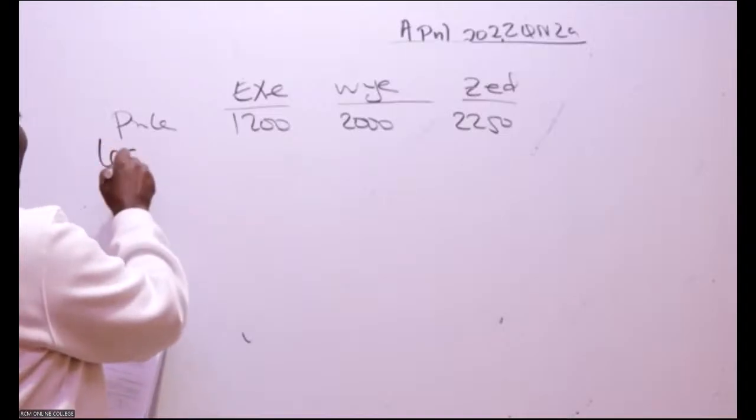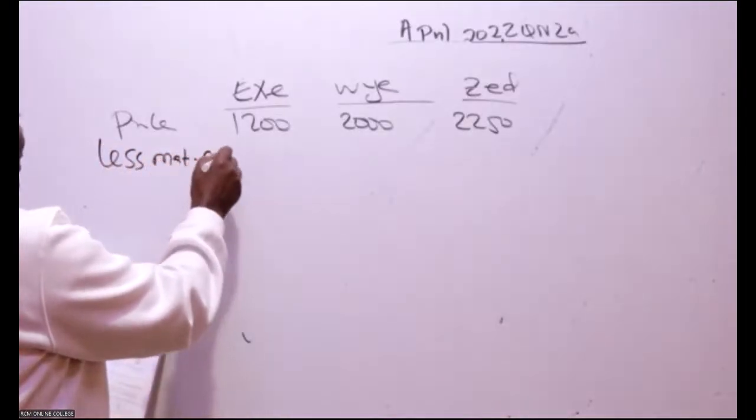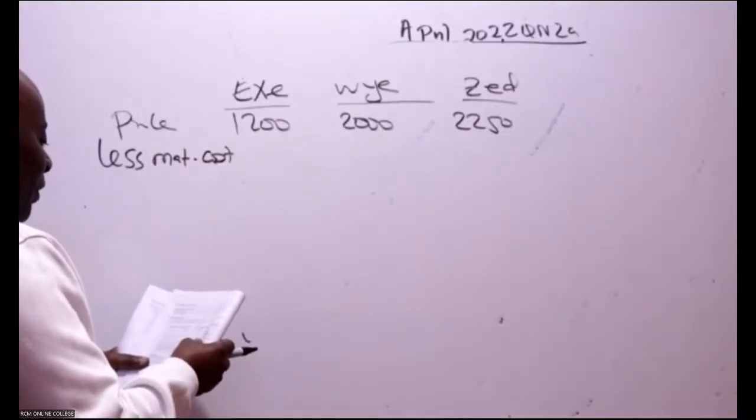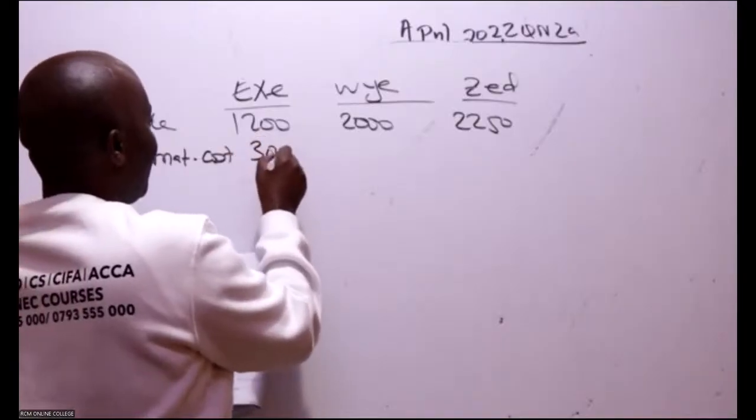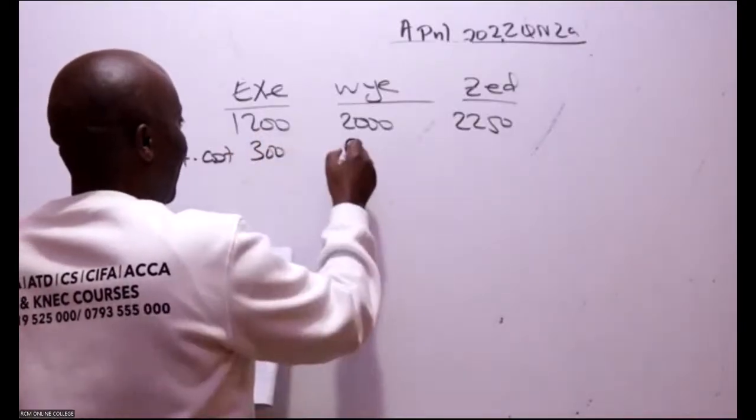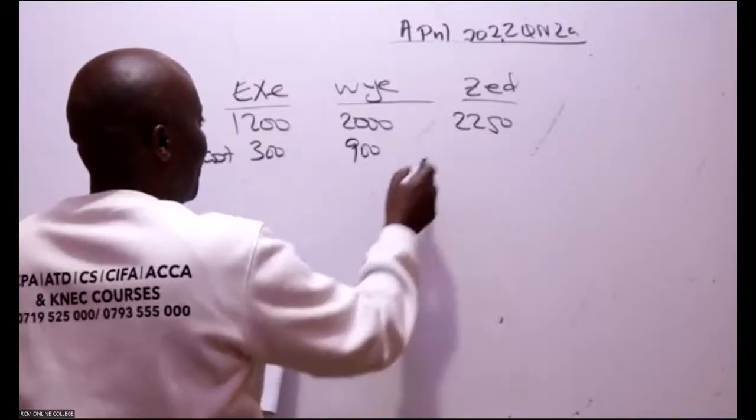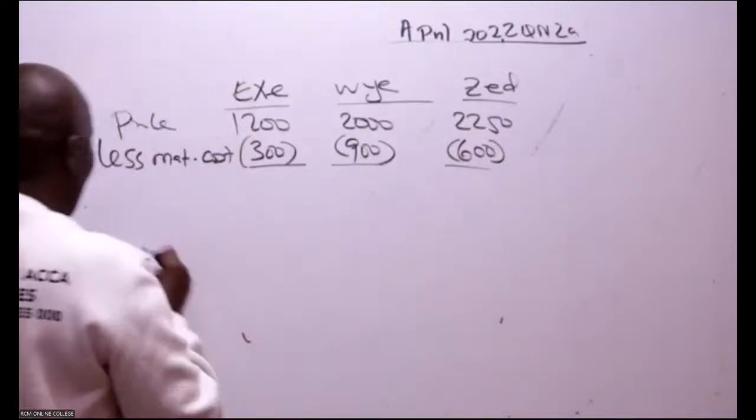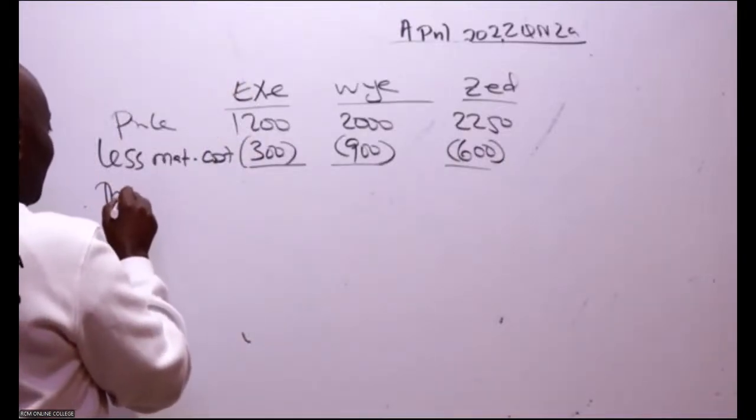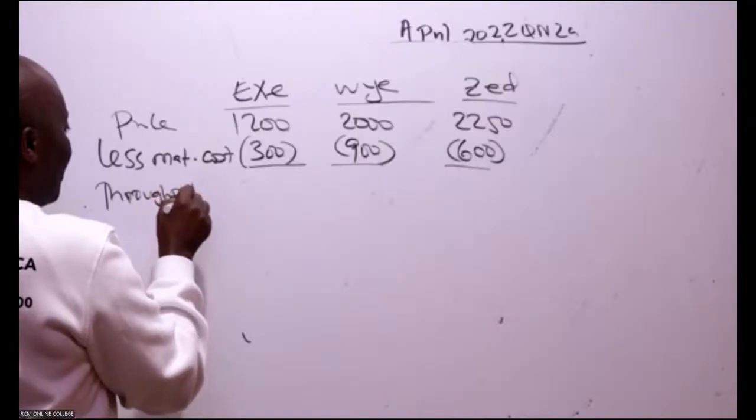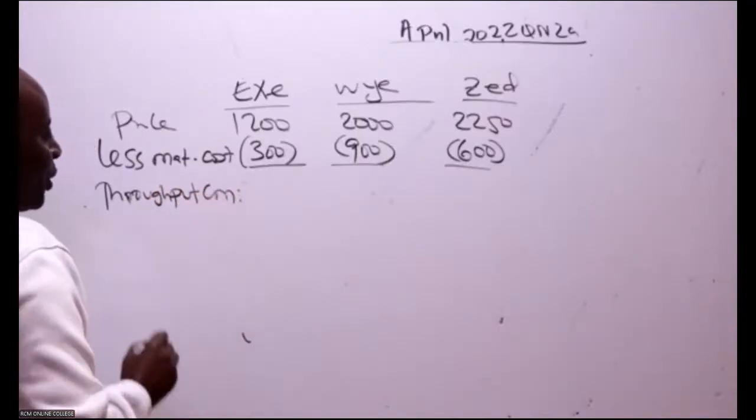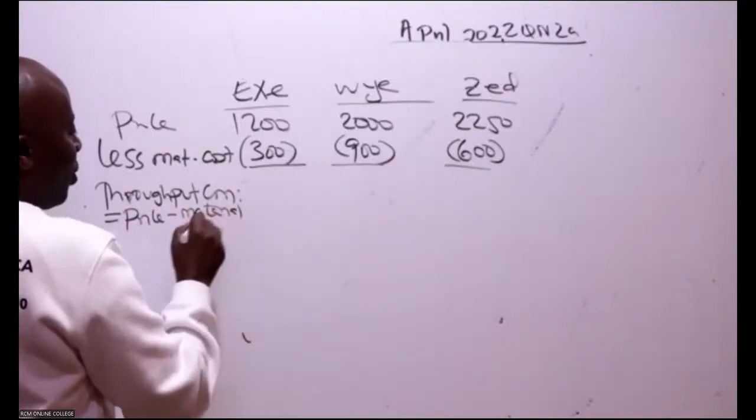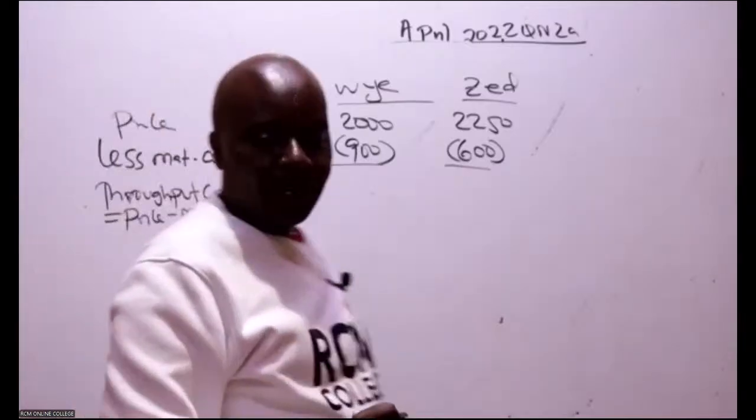So less material cost. Are you able to see material cost? Material cost, yes, 300. So we have 900. So we have 600. So subtract these ones only. And then we'll be able to get what we call throughput contribution margin. Because throughput contribution margin is price minus material cost. Price minus material cost.